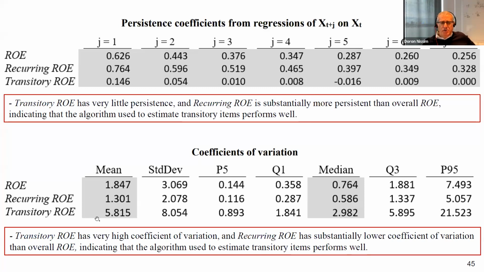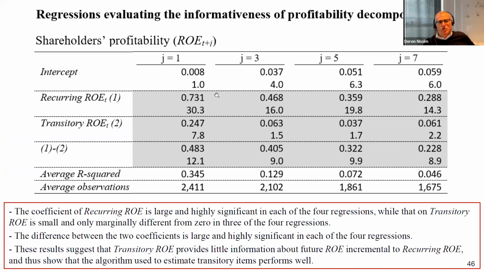And once you remove transitory items, the coefficient of variation, the variability over time in the ROE, becomes much, much smaller. So the coefficient of variation improves a lot. And then we show in a regression analysis, in sample, that after the first year, the coefficient on transitory ROE becomes close to 0, and the coefficient on the recurring ROE is obviously much, much higher. So this again is another indication that this algorithm works well in identifying transitory items.